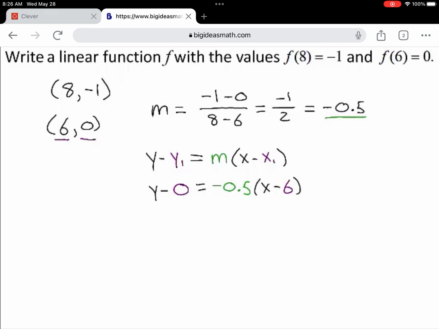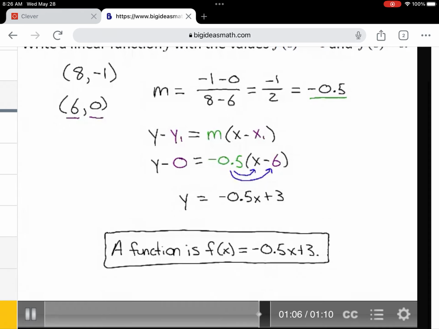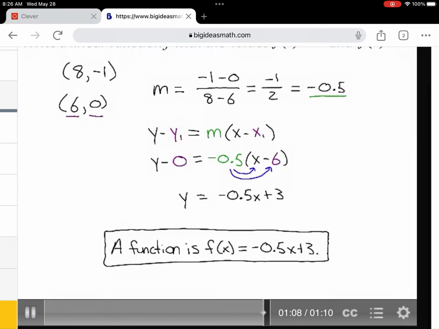Next, use the distributive property. Because negative 5/10 times x is negative 5/10 x, and negative 5/10 times negative 6 is positive 3, the equation simplifies to y equals negative 5/10 x plus 3. So a function is f of x equals negative 5/10 x plus 3.